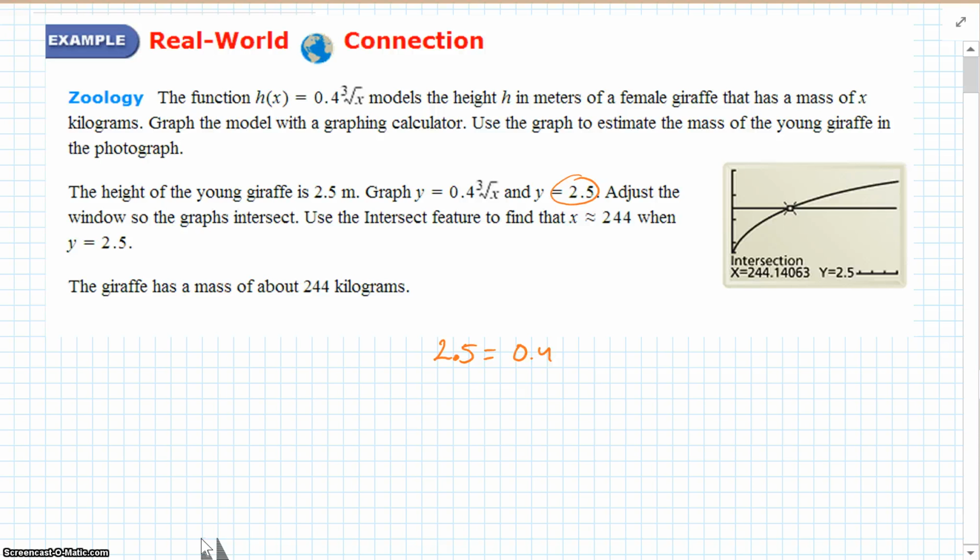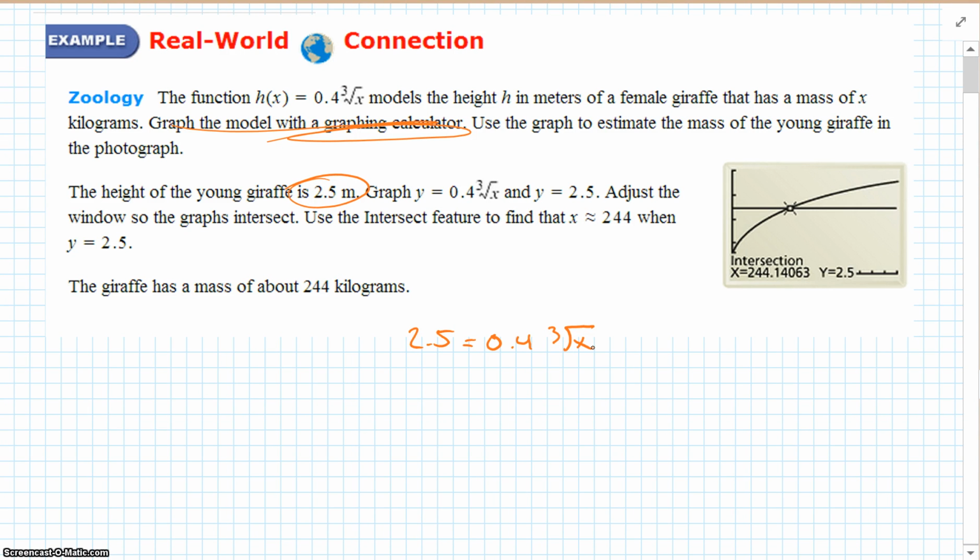So we have a function, 0.4 times the cube root of x, that models the height, h, in meters of a female giraffe that has a mass of x kilograms. All right, we're not going to do this part. We're not going to graph with a graphing calculator. We're better than that. However, we can still solve for the equation. So the height of the giraffe is 2.5 meters. So we can say 2.5 equals 0.4 times the cube root of x.